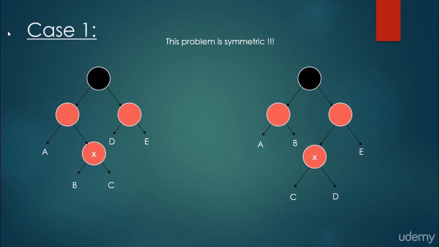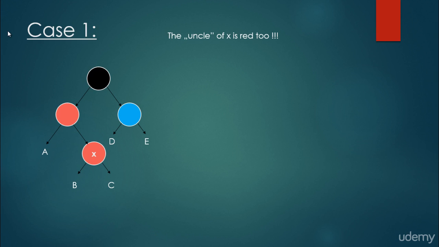The problem is symmetric, so we have to apply the same operations if we are dealing with the right tree, whatever. So we come to the conclusion that the uncle of X is red too. The uncle is the other child of the grandparent. So the X parent is the left child of the root, and the other child of the root is the uncle of X. And we come to the conclusion that the X we are dealing with is red, and the uncle is red too. So we just have to recolor some nodes.